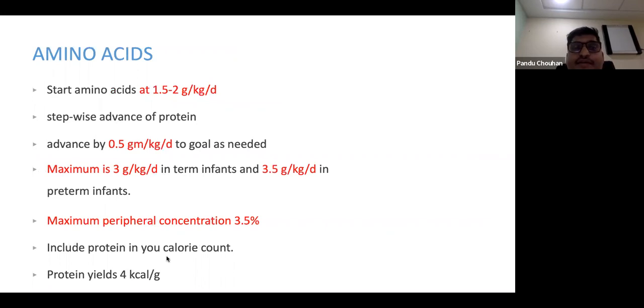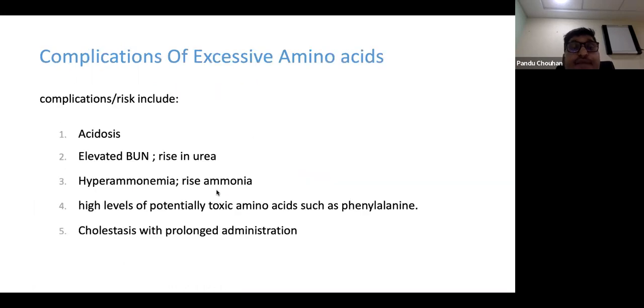When it comes to amino acids, as we already discussed, start at a minimum of 1.5 gram per kg per day and advance daily by 0.5 to 1 gram per kg per day, to a maximum of 3 gram per kg in term and 3.5 to 4 in preterm. Maximum peripheral concentration is 3.5. Complications of excessive amino acids: it is very important to check the bags every day. It can lead to acidosis, elevated blood urea nitrogen, hyperammonemia, high levels of potentially toxic amino acids such as phenylalanine, and cholestasis with prolonged administration.